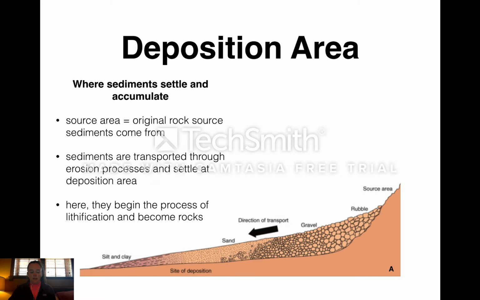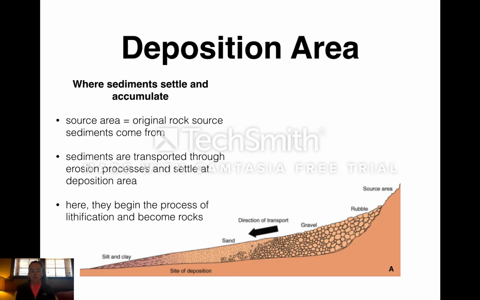Next up, we're going to talk about the deposition area. As we know, after weathering comes erosion, and then through that, sediments are transported. Where they end up is called the deposition area. The deposition area, also sometimes called the environment of deposition, is where sediments originally form. Deposition is the settling and accumulation of sediments.